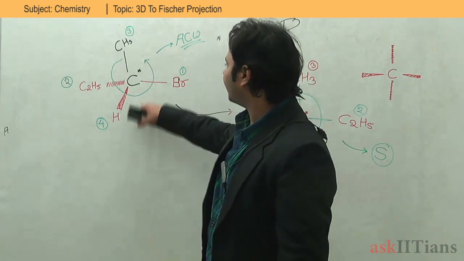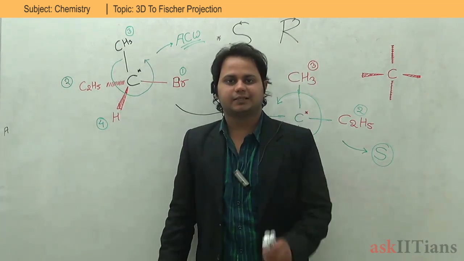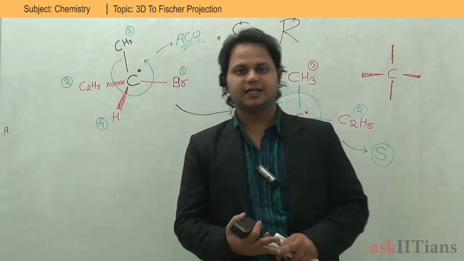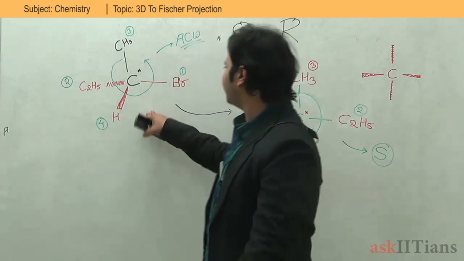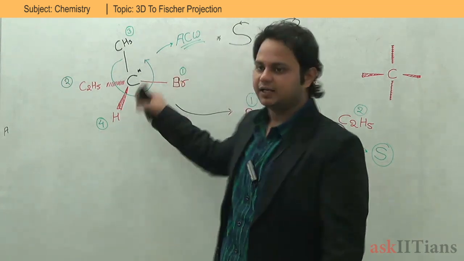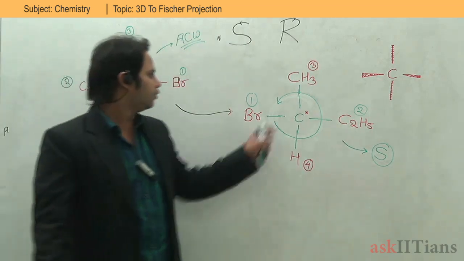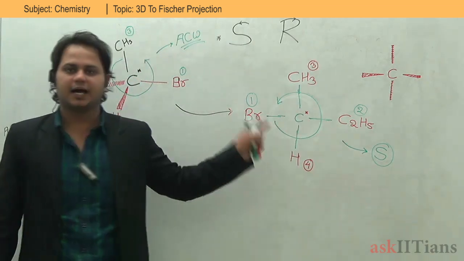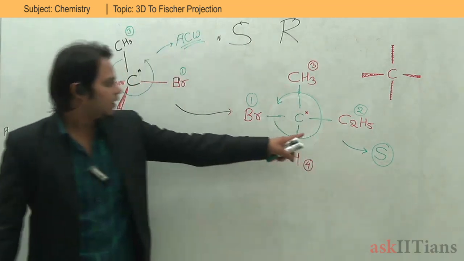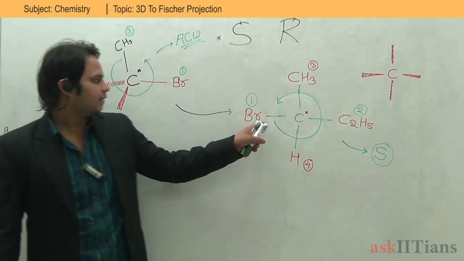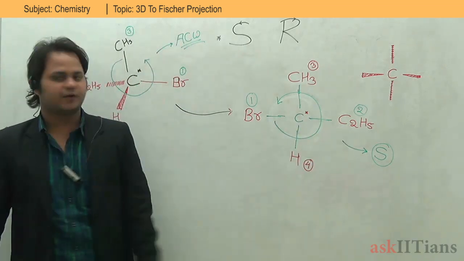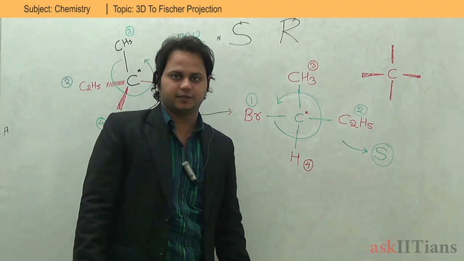Whenever a 3D structure is given, you just need to define the configuration, whether it is R or S. After defining that, let's just draw the Fischer projection arbitrarily. No need to worry about that. You draw the Fischer projection arbitrarily like I did, when I took Br over here and C2H5, and it gave me the R configuration, right?